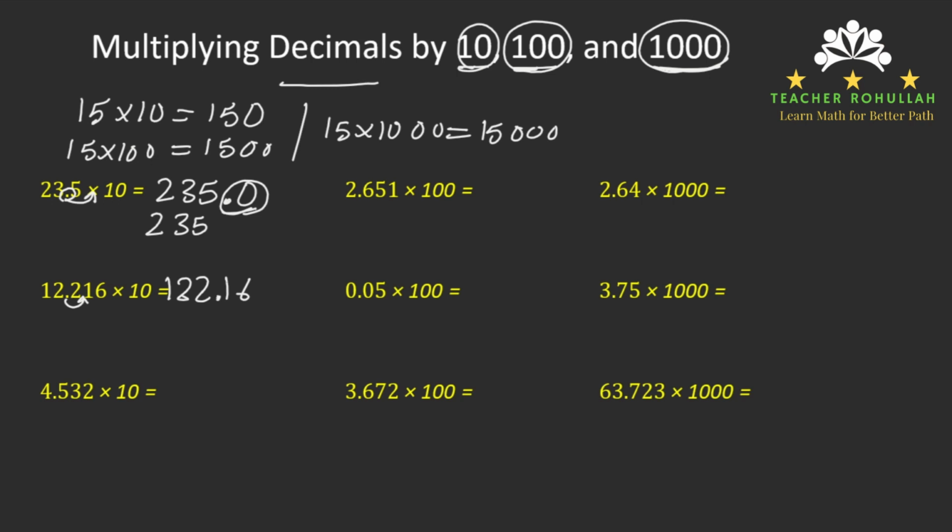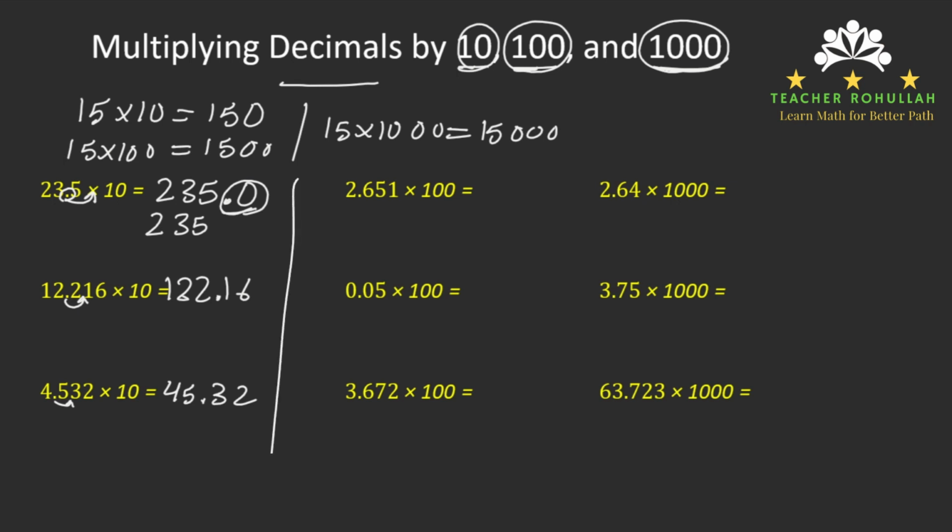The third example is 4.532. When we multiply this number by 10, again the decimal point moves one place to the right. The product that we get is 45.32, or we can say 45 and 32 hundredths.